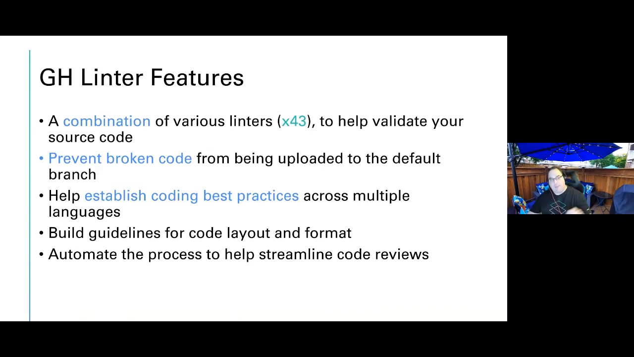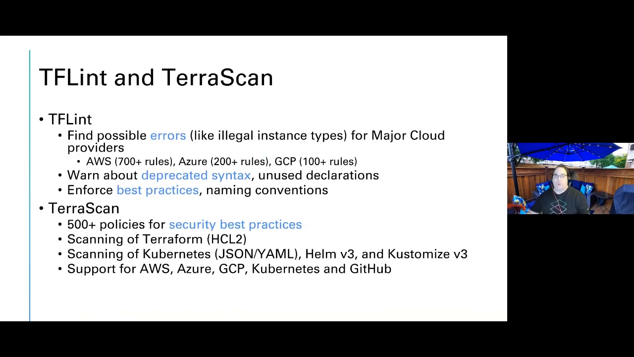Now, keep in mind that there's 43 linters inside this tool. We are not going to talk about every single one of those 43 linters. We're going to talk about 2 of them specifically around Terraform. Now, there's actually 3, but the 2 that I have in this example are TF-Lint and TerraScan. So they work kind of similarly, right? Where they look for errors, illegal instance types. TF-Lint is actually really good for that. There's many different rules for the different cloud providers.